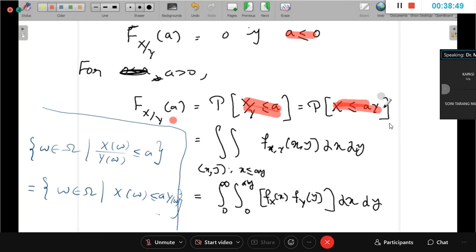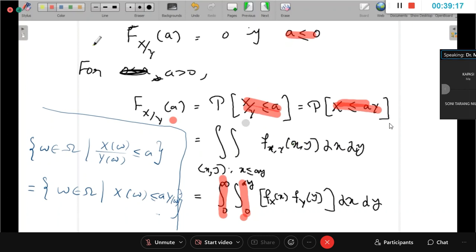Now we have dealt already with X strictly less than Y. In a similar manner, we can discuss this limit now, X less than or equal to AY. You can draw the line passing through the origin. This is the line X equals AY passing through the origin with slope A, where A is strictly greater than 0, positive. And you can discuss the limit again. So that is going to be 0 to AY for X limits, and the Y limit is 0 to infinity.